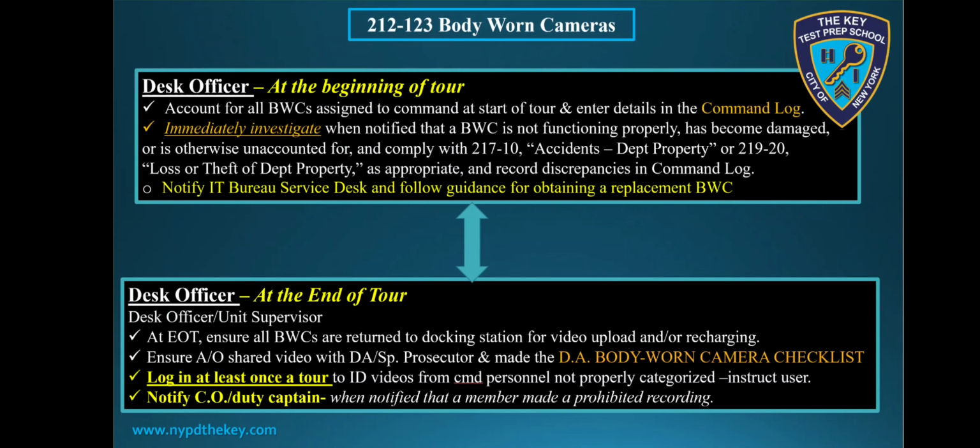So desk officer, at the beginning of the tour, account for all body-worn cameras assigned to the command at the start of tour and enter the details in the command log. No problem. Immediately investigate when notified that a body-worn camera is not functioning properly, has become damaged, or is otherwise unaccounted for, and then respond appropriately, either by accidents, department property, or loss or theft of department property as appropriate, and record discrepancies in the command log. Notify IT Bureau Service Desk and follow guidance for obtaining a replacement for a body-worn camera.